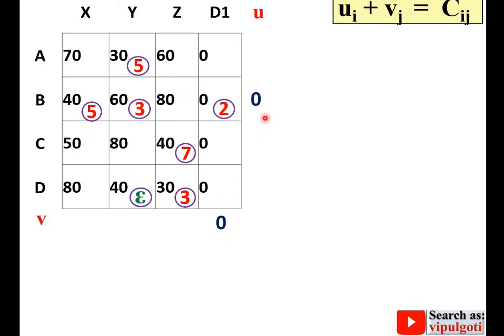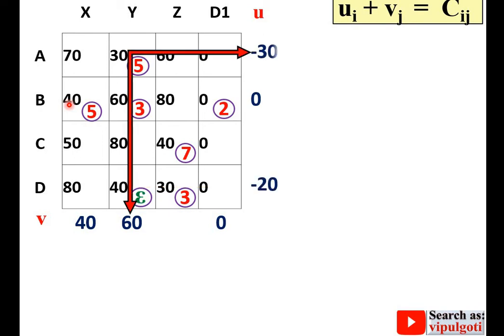Next, Ui plus Vj must be equal to Cij. So it will be 60. Next, Ui plus Vj must be equal to Cij. So it will be 40. Similarly, you can find the remaining values of U and V.